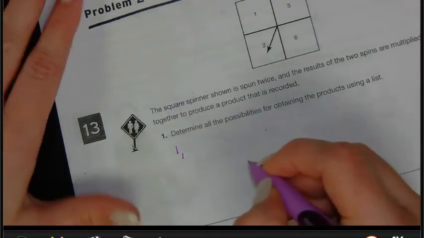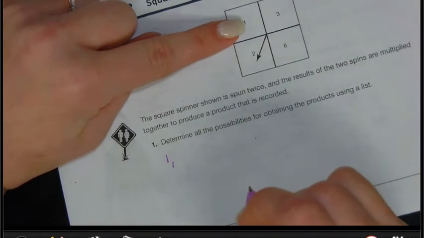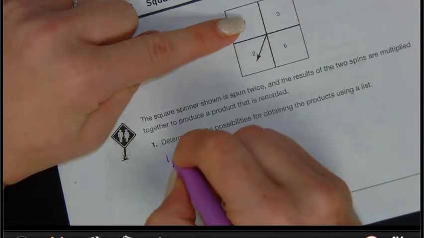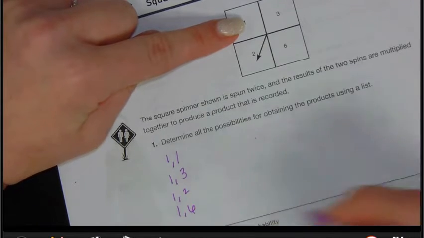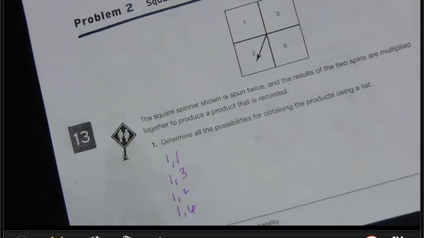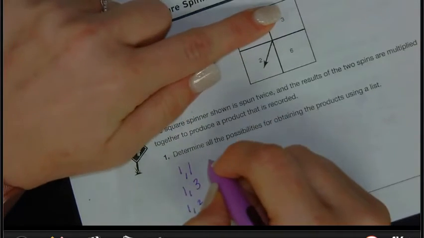Well, let's just pretend that I spin 1 the first time. What are all of my possible outcomes that I could spin for the second time? Well, I can have a 1 and a 1, 1 and a 3, 1 and a 2, and 1 and a 6. Can I have any other things correlated with number 1 for the first time? No. So let's move on to 3.